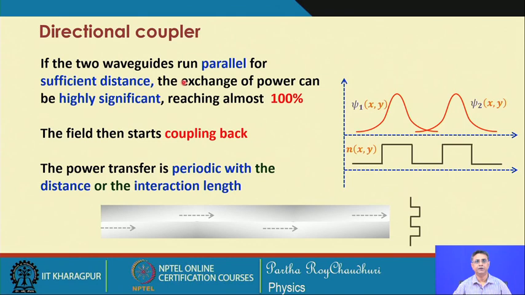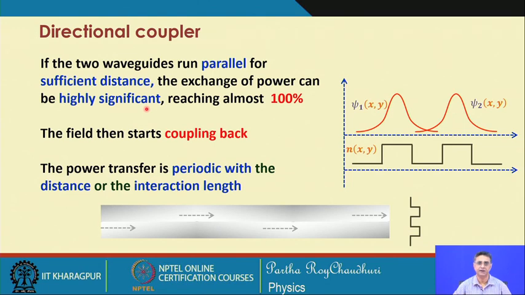So, if we have two waveguides, for example, this one and this one, which have their individual fundamental modes like this, you can see that there is an overlap of the modes through their evanescent tails. And if these two waveguides can interact over a sufficient length, then it is possible that the exchange of power can be highly significant.